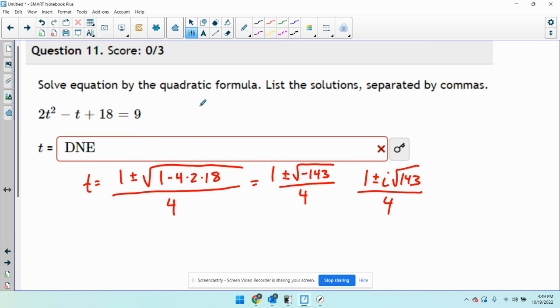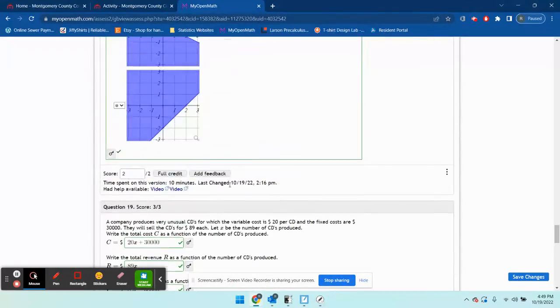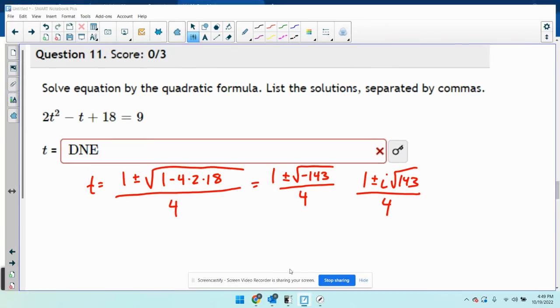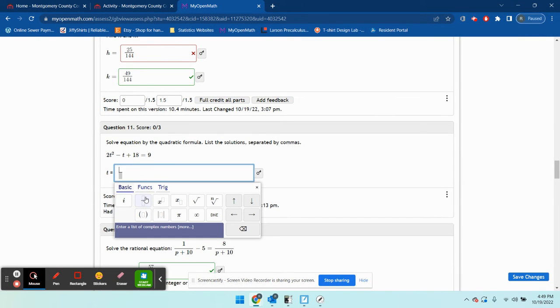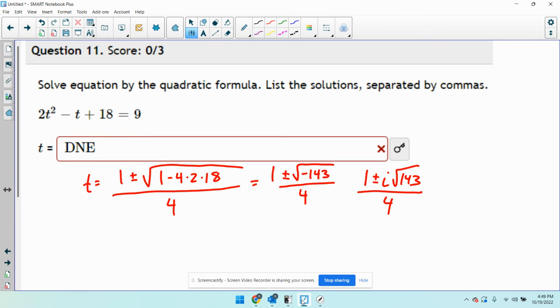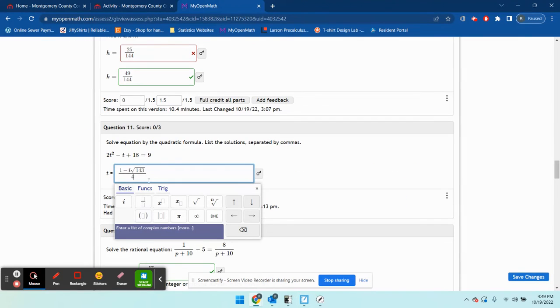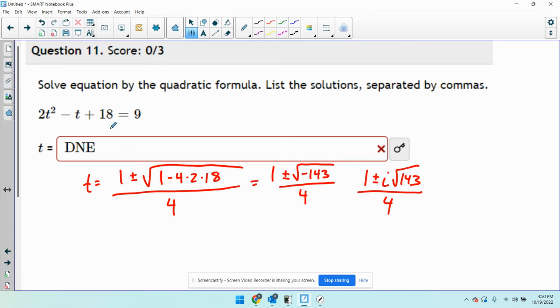You can just write that in on the website and separate them with commas. So this is, what number was that? 11. So if you clear that out, you'll put this and you do 1 minus I root 143 over 4. And then you'll just go comma and then do 1 plus I root 143 over 4. Okay. So even if they have I, they want I in your answer.